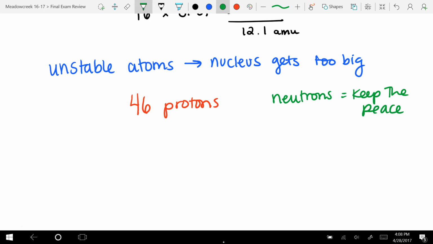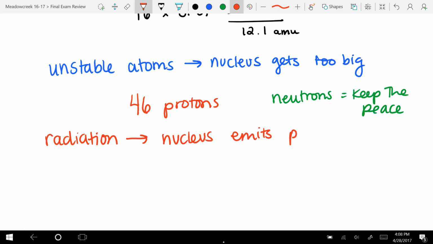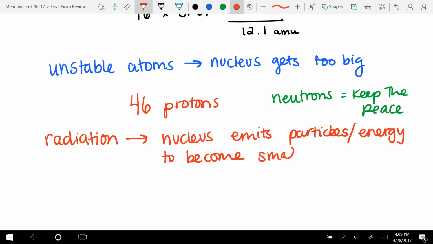apart the nucleus. Now, when the nucleus does break apart, because this happens with our heavier elements, we call this radiation. So radiation is when the nucleus emits particles and usually energy as well to become smaller and more stable.